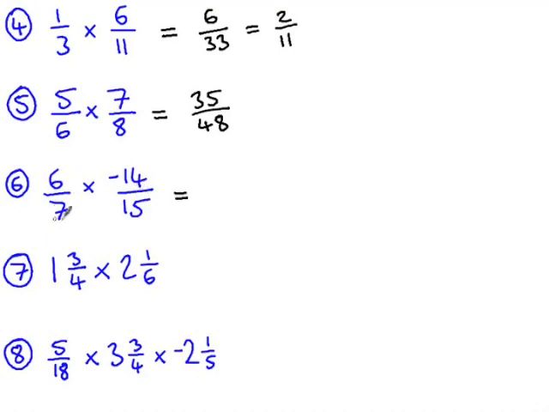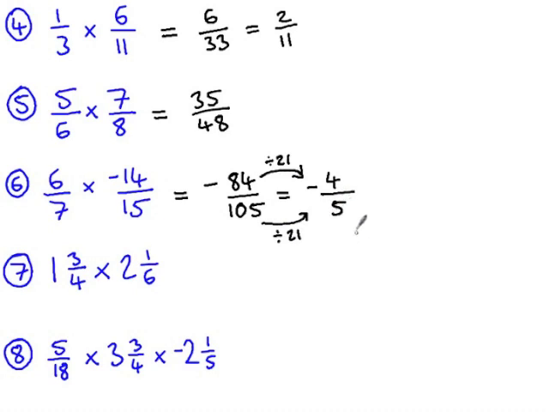Next, we're multiplying a positive fraction by a negative fraction, so the result will be negative. 6 times 14 is 84, and 7 times 15 is 105. Now this can also be simplified. Both of these numbers are divisible by 7, both are divisible by 3, so that means that both are divisible by 21. 21 times 4 is 84, and 21 times 5 is 105.